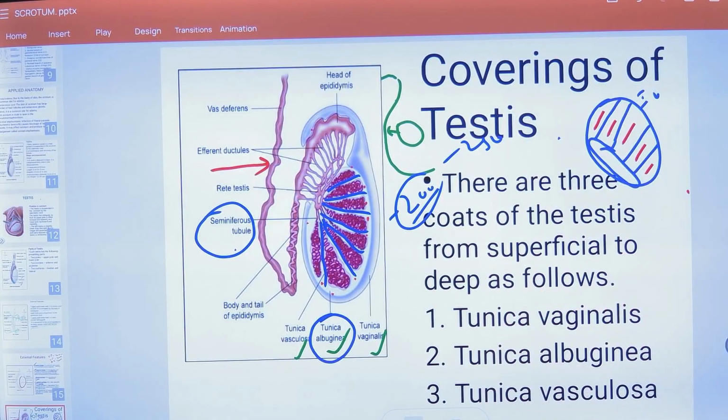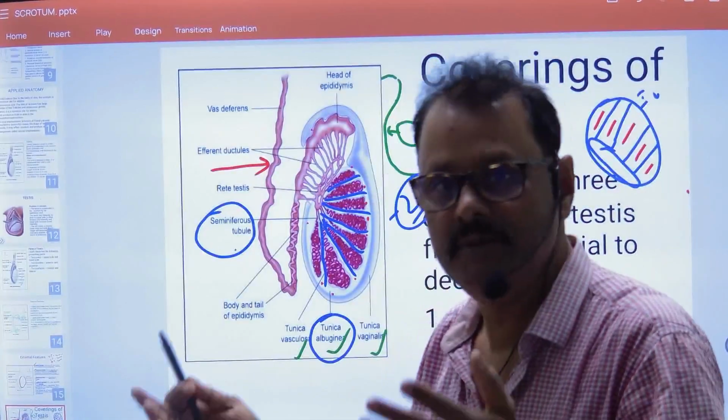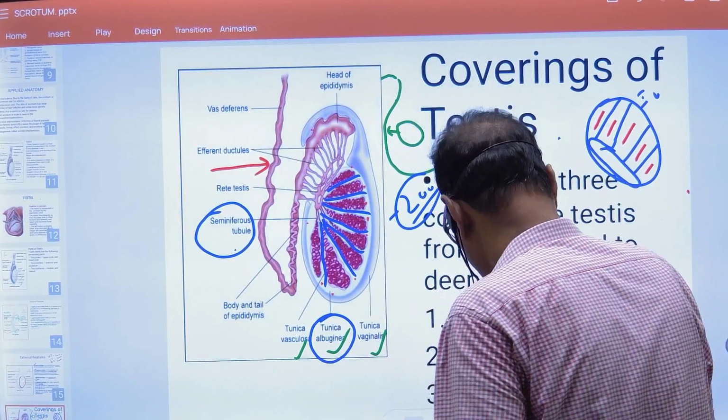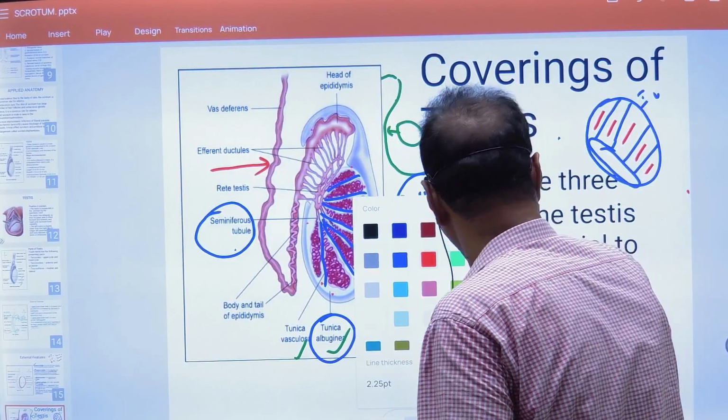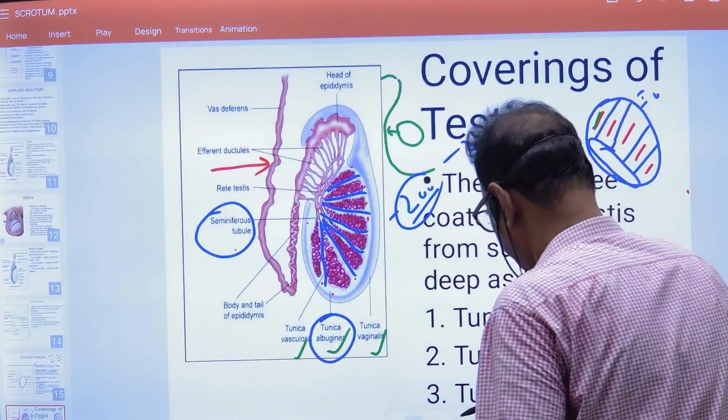So where is the tunica vasculosa? Its name is vasculosa, meaning it is concerned with the blood vessels. So this will underlie this one, this layer here.